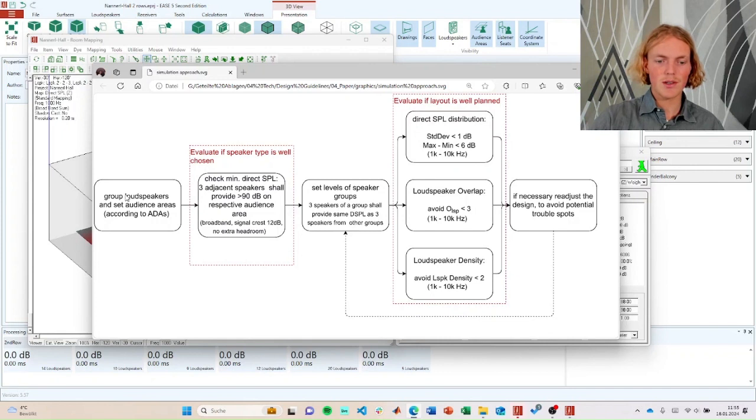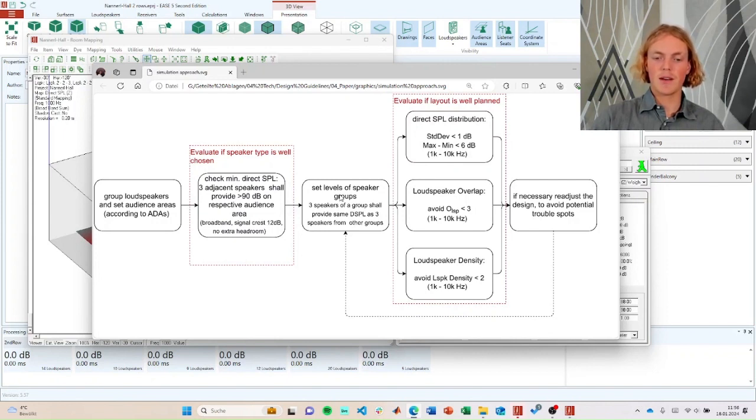The initial step is to group the loudspeakers in processing blocks and set audience areas according to the acoustically different areas. The next step is to evaluate if the speaker type is well chosen. So three adjacent speakers of a group need to provide at least 90 dB on the respective audience area. We choose the broadband and signal crest of 12 dB and no extra headroom.